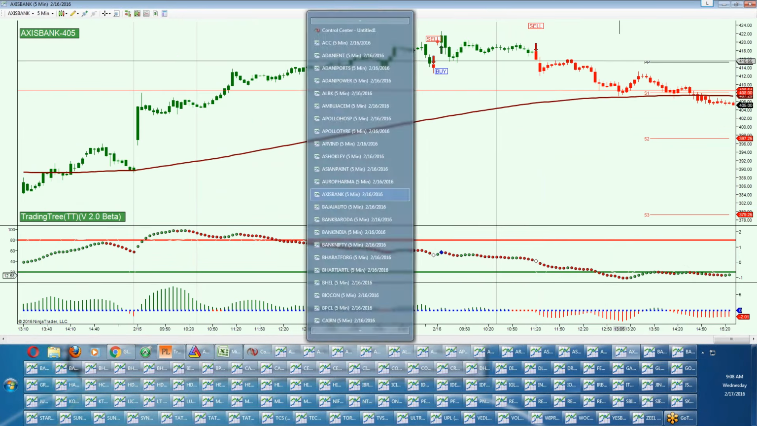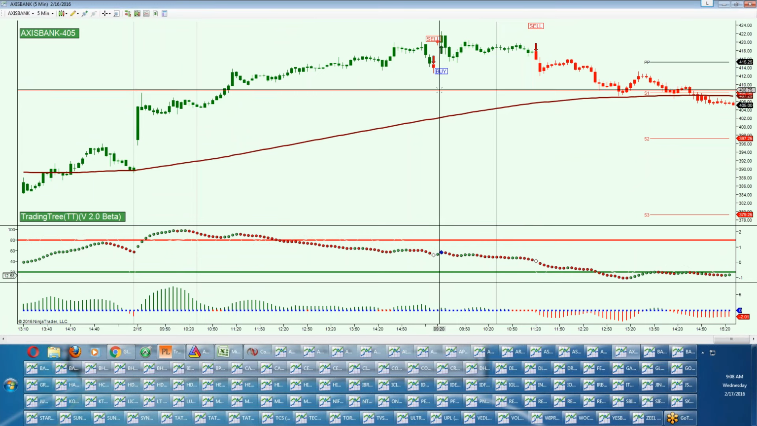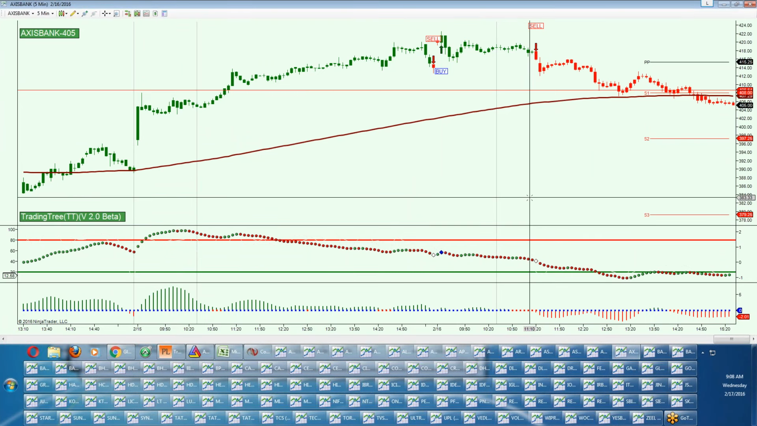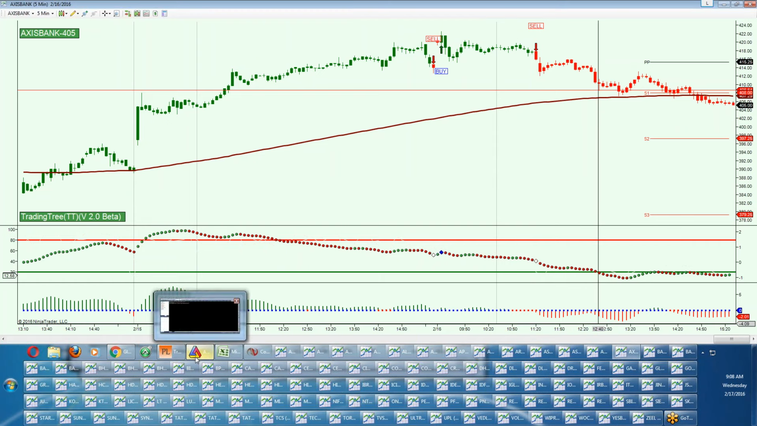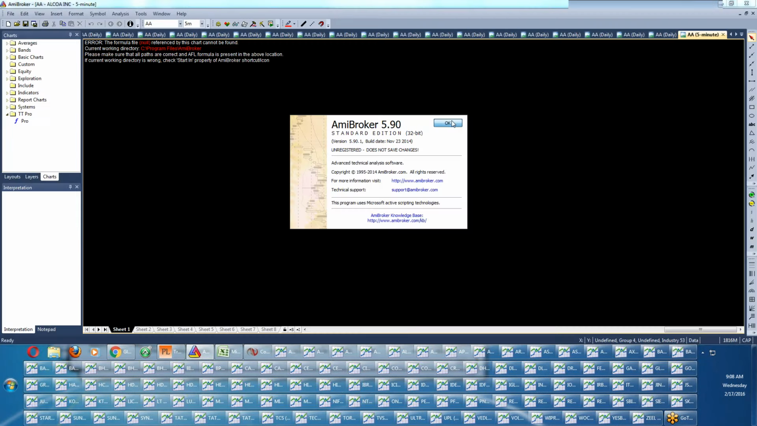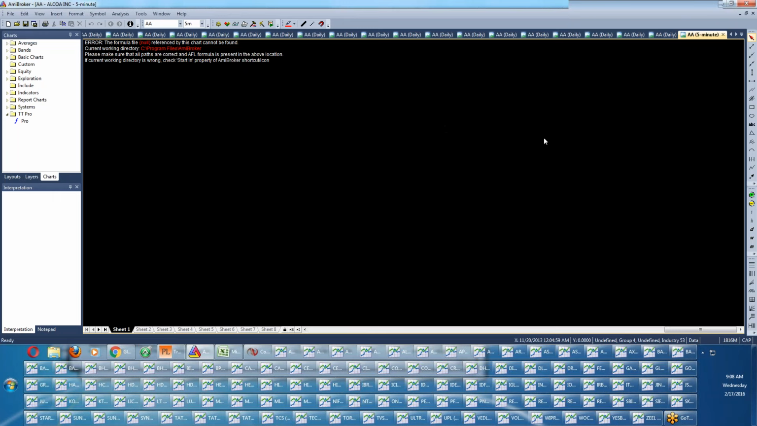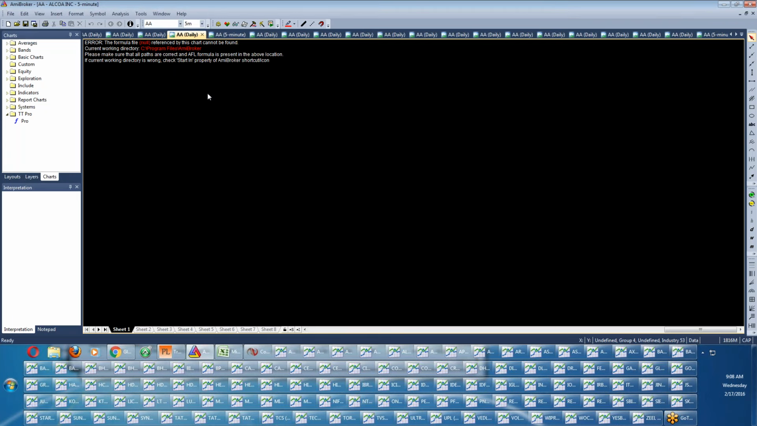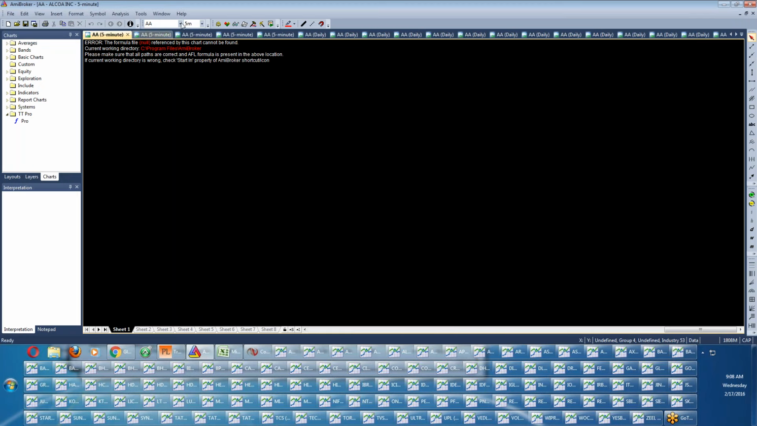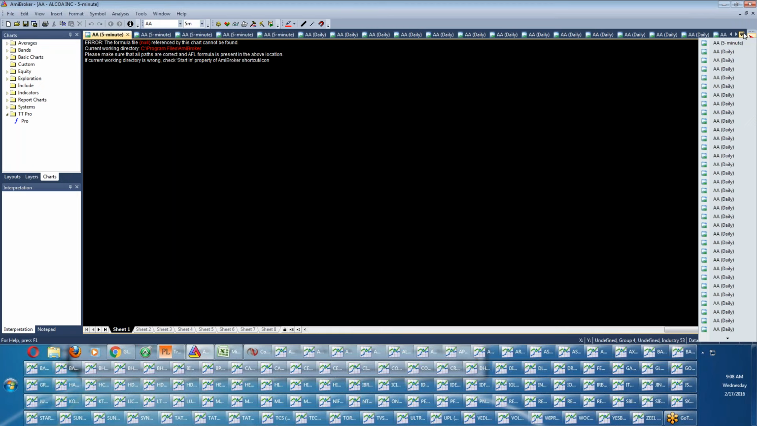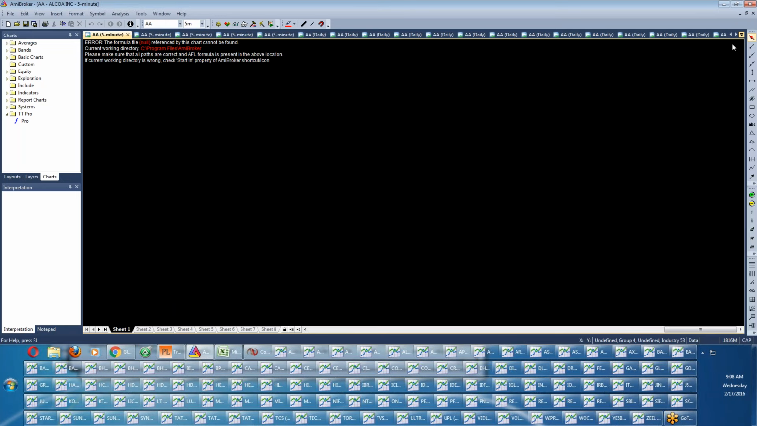So this is a combination. Let me just show you this. Let's say Axis Bank. We have combined this TradingTree chart with your Ammyy broker here. So in the Ammyy broker, we get the trend. So once we get the trend here, I think I'll have to add the charts now.